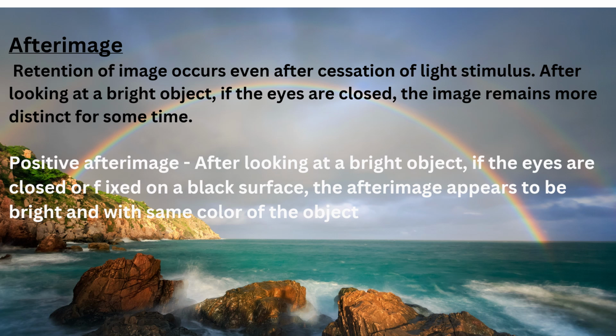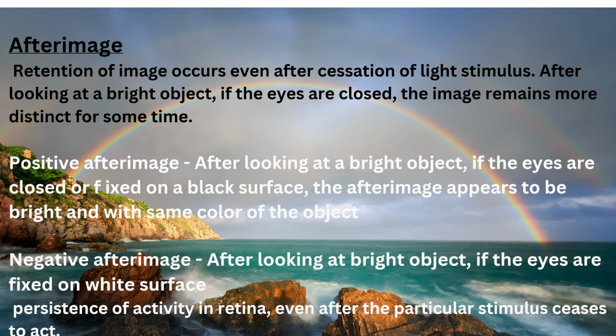கண்ணை க்ளோஸ் பண்ணதும், அந்த பிறகுமே நமக்கு we can see the brightest object. The after image appeared to be bright with the same color of the object. That is positive after image. So after looking the bright object, its eyes are closed, fixed on the black surface. கண்ணை மூடியாச்சு, ஆனாலும் நமக்கு என்ன தெரியும், பிரைட்டான விஷன், பழைய விஷன் தெரியுது. இதுக்கு பேரு பாசிட்டிவ் ஆஃப்டர் இமேஜ்.